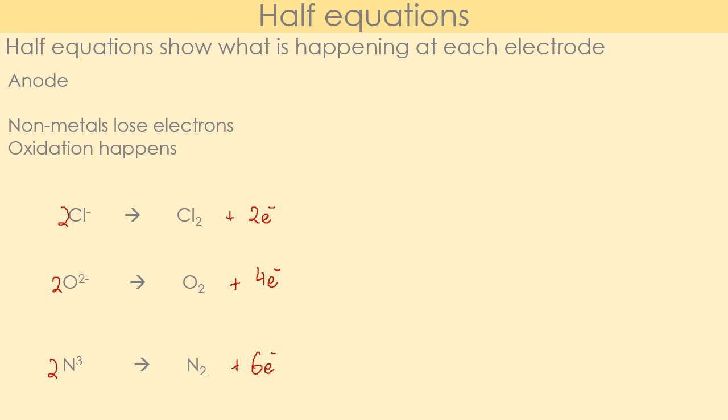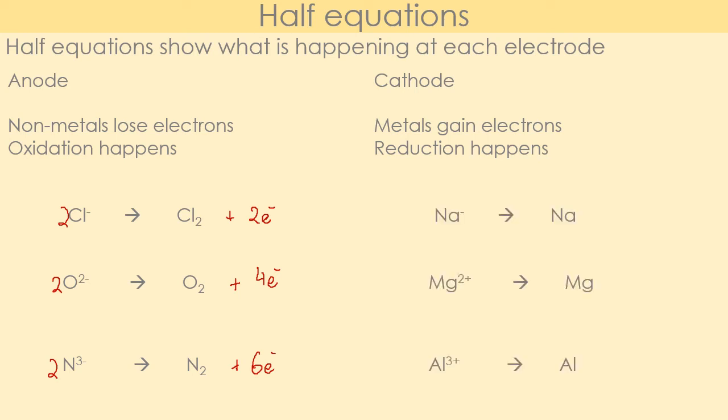There's numerous ways we can do this to work out what's going on. We'll put another video up about it later. Now at our cathode, our metals gain electrons. We get the opposite happening. So we have Na+, apologies, that should be Na+, needs to gain 1 electron. Our magnesium needs to gain 2 electrons, and our aluminium needs to gain 3 electrons.